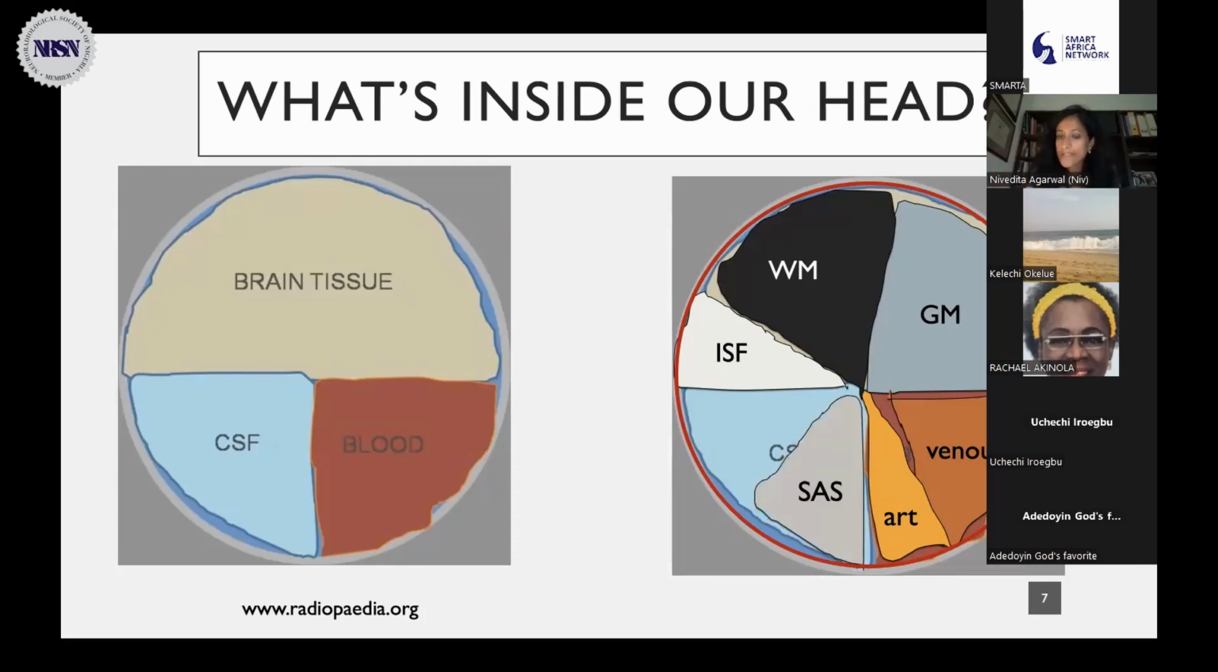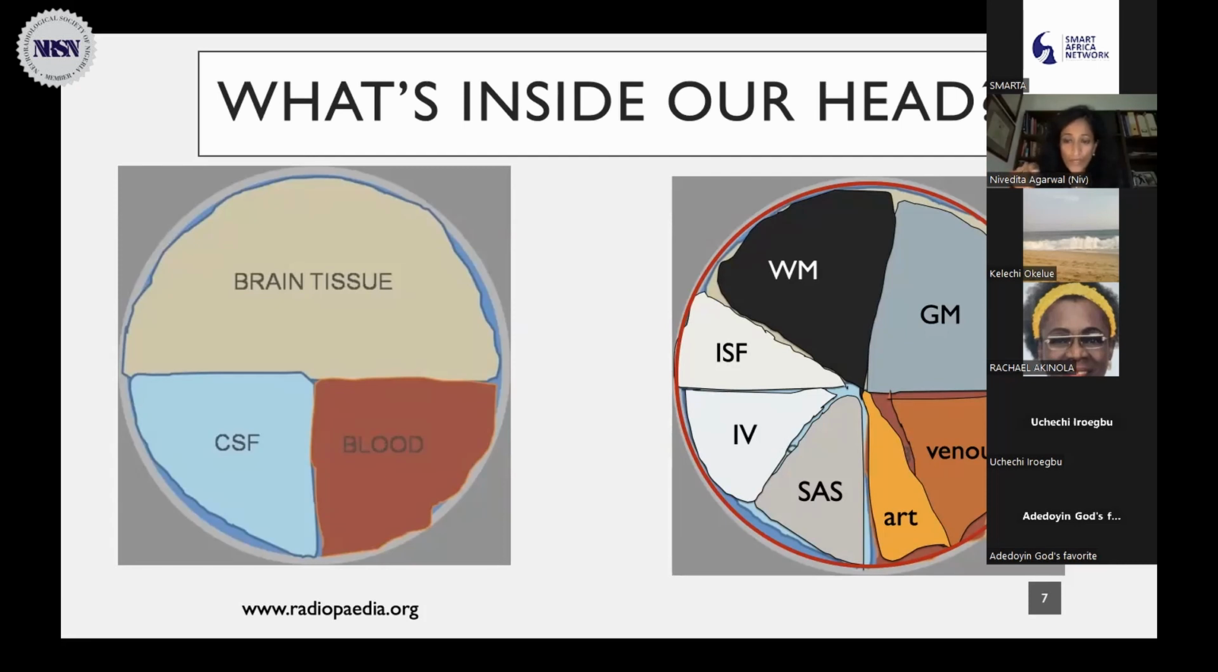CSF has, again, two components, right? Two compartments. One is in the subarachnoid space, and the other is in the intraventricular system. Again, there is a difference. All of these compartments are different in their physical properties. And you can now visualize that if there is a tumor or anything in any of these compartments, because the skull is rigid, it will occupy or push away the other spaces around it.